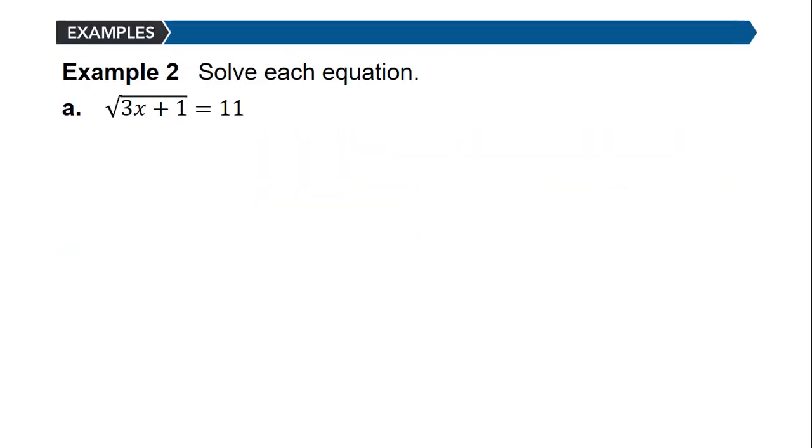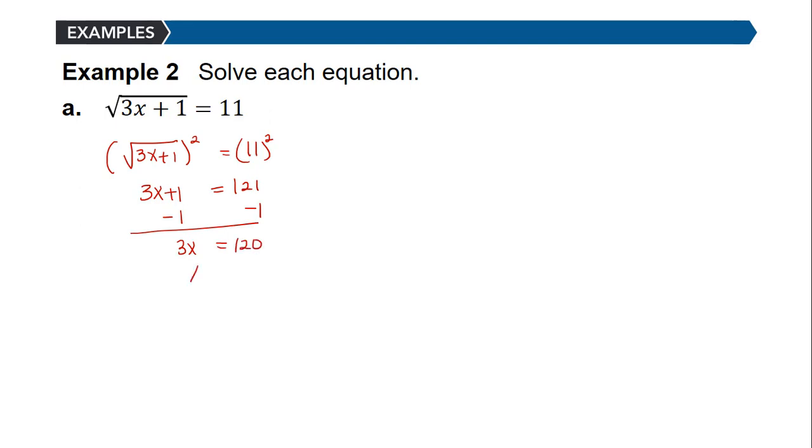So here's an example. The square root of 3x plus 1 equals 11. My radical is isolated. I need to get the x outside of the radical, and the property that enables me to do that is to square each side. Squaring the square root of 3x plus 1 gives me 3x plus 1. Squaring 11 is 121. We have a linear equation I solved by subtracting 1 from each side. So 3x equals 120. And then divide by 3 to get 40.